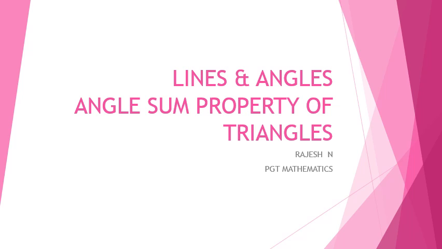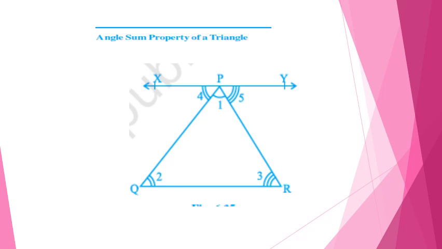So we will study the angle sum property of a triangle. You see, previously I told about this. This triangle PQR is a triangle. So what are the angles of the triangle? Angle 1, angle 2 and angle 3. Now you have to show that the sum of the angles is what?